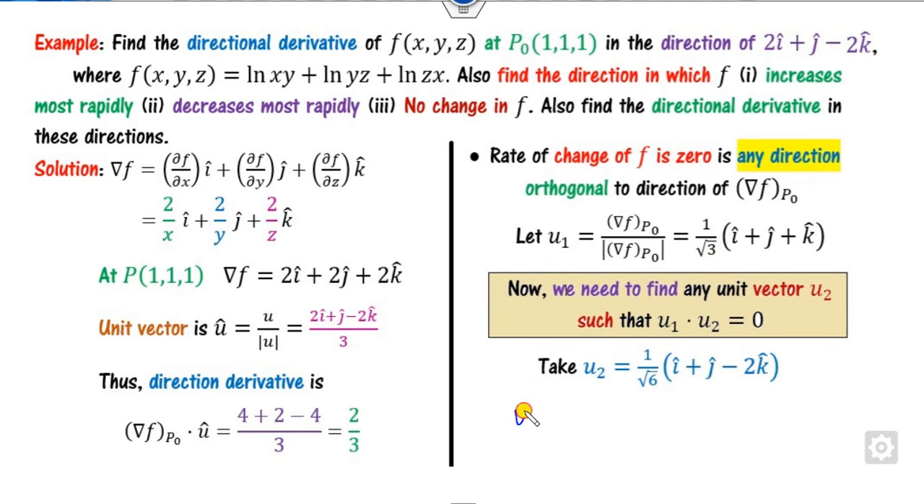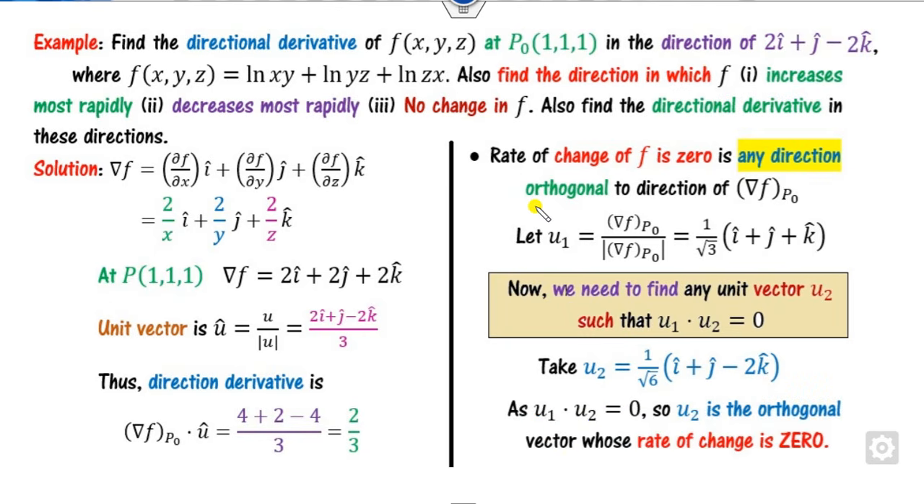So what is u1 dot u2? It will be 1 by root 18 times 1 plus 1 minus 2. Is it 0? Yes, it's 0. It means u2 is the direction in which there is no change. You can consider any one of the others. Since this one is 0, it is orthogonal to the direction whose rate of change is non-zero. So remember that this is not a unique vector. There are so many of them.